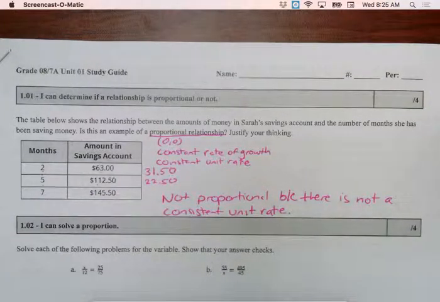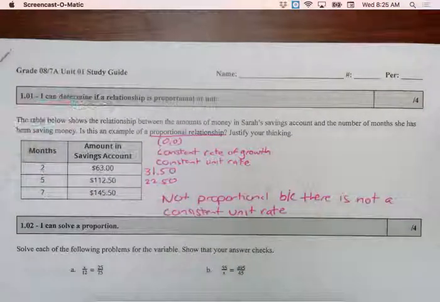Okay, that would be a good answer for this question in determining if a relationship is proportional or not.